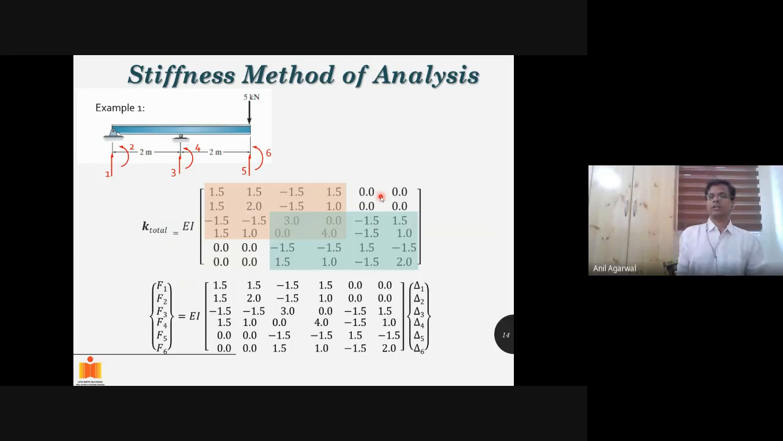Okay. Now we need to explain and physically understand what these values mean. The rest of it is pretty straightforward. It is taken directly from the earlier stiffness matrix. So can somebody tell me what do these 0 values mean for the entire structure?